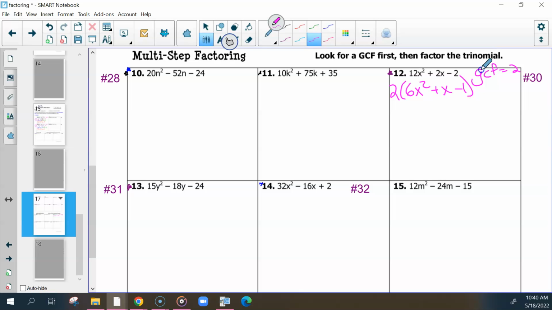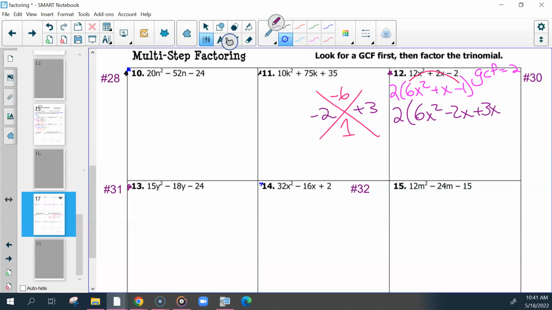And then we would need to go on to the next step. Multiply 6 and negative 1. So we're looking for two numbers that multiply to be negative 6, but add to be 1. Negative 2 plus 3 would work. So then we could rewrite this. Make sure we bring our 2 down and keep bringing that 2 down. Now 6x squared minus 2x plus 3x minus 1.